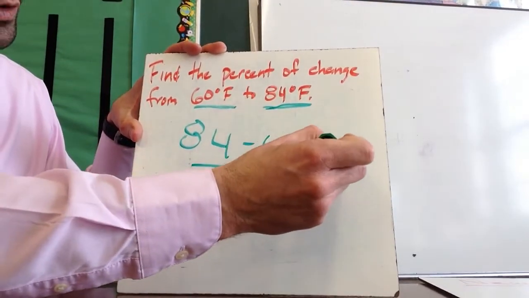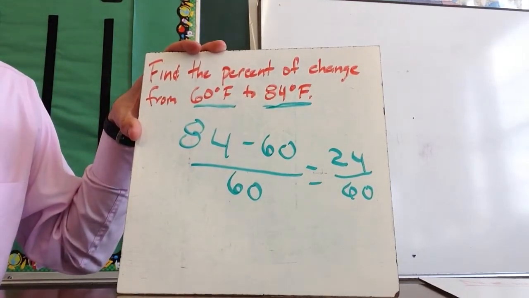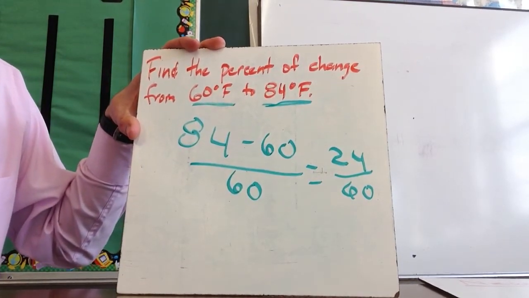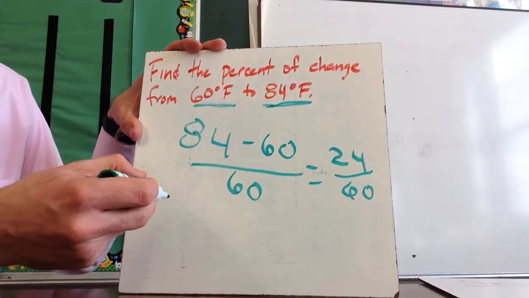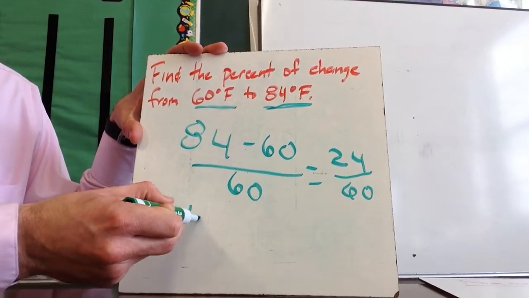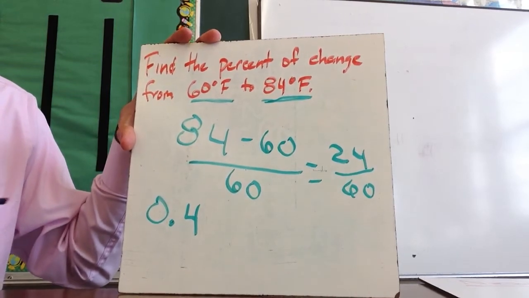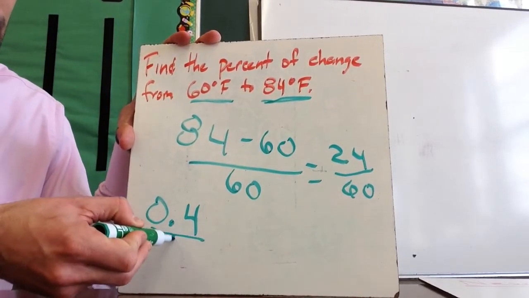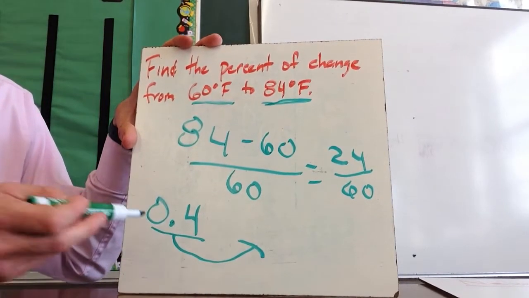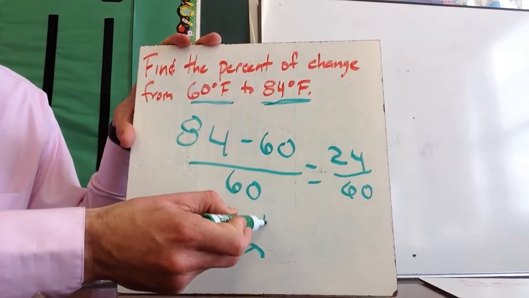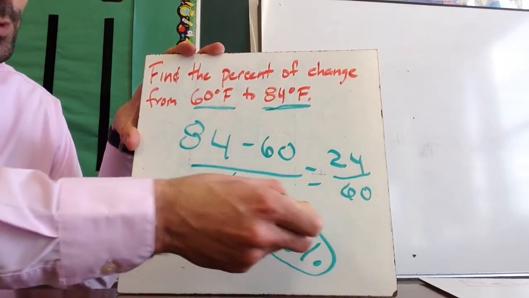And so this ends up becoming 24 over 60. If you then take your calculator and divide 24 divided by 60, you end up with 0.4. Now, that's not my percent of change. That's the decimal representing the percent of change. I now need to change this into a percent. There are a couple ways. One is jumping the decimal, and another is multiplying by 100. However you figure that out, the percent of change is 40%.